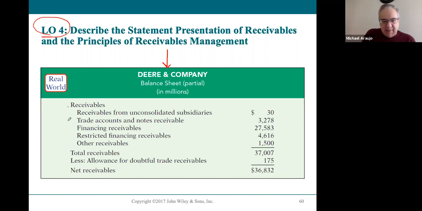And as you see, they have quite a few bucks in receivables. Okay, little smirk there. They have an allowance for that. They take away a little bit, but at the very end, their receivables still come up to quite a lot of dough.